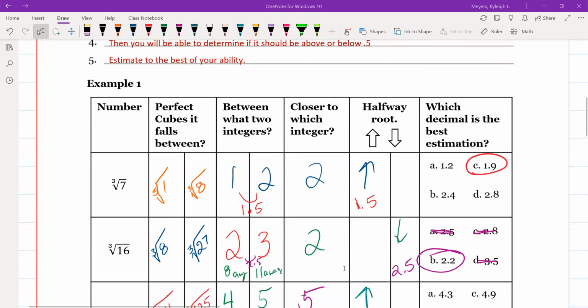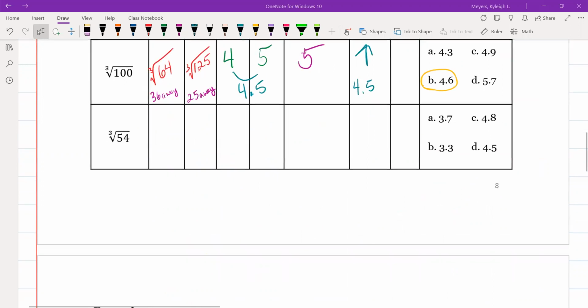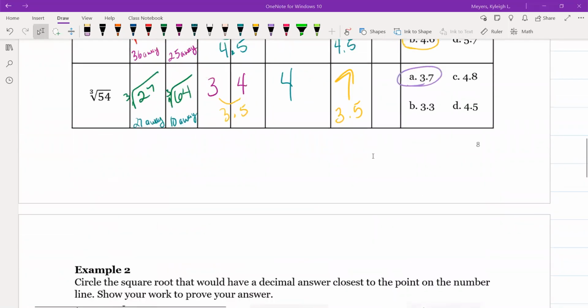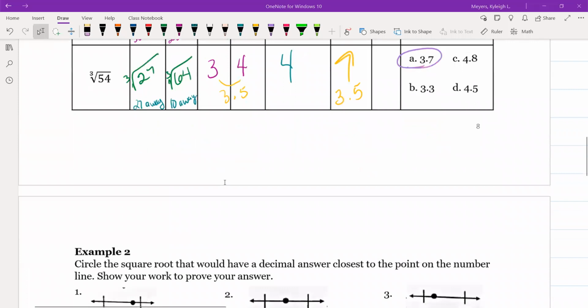All right, so yeah, hopefully you did the cube root of 54 already. If you didn't, do that now. All right, so hopefully you got that it was 3.7. All right, let's look at the next part. If you need to see my work, pause it.